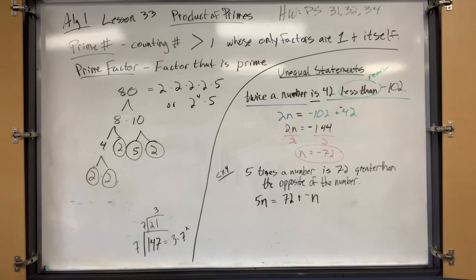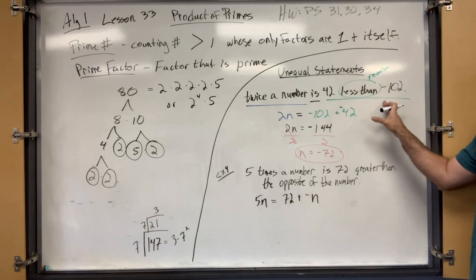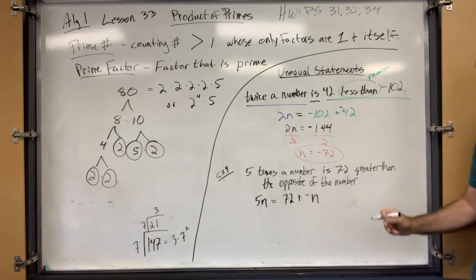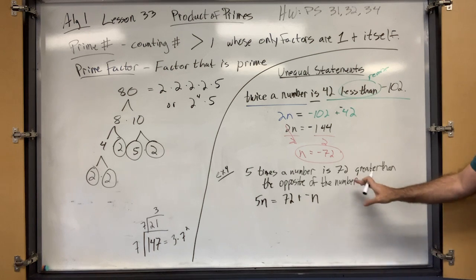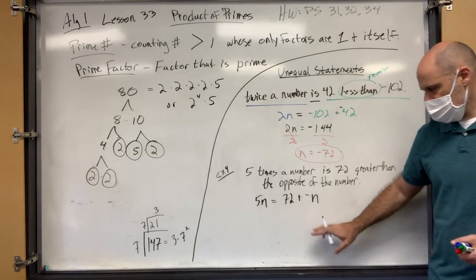Now, remember when we said less than, we had to reverse? I mean, you could still reverse, but addition is commutative. So it doesn't matter what order you add in, but subtraction is not. So that's why you have to make sure you reverse that phrase. But you could technically say 72 greater than the opposite of a number is negative n plus 72. It doesn't matter, you'll get the same answer, okay?